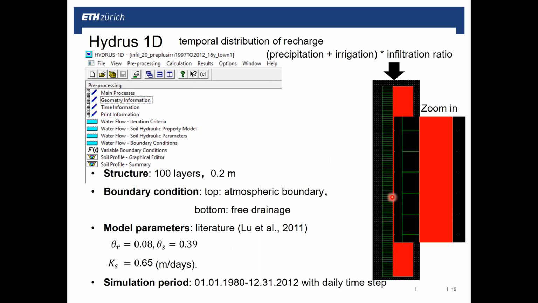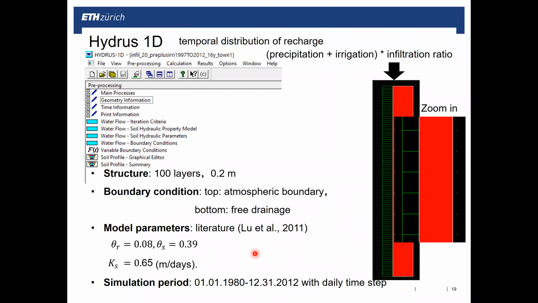And the parameters we also adopted from some literature. They conducted some experiments in the Hebei province. It's close to our study area, but it's not exactly the same. But we have no other choices, so we accepted those parameter values.